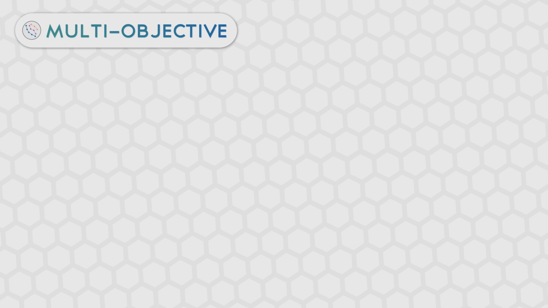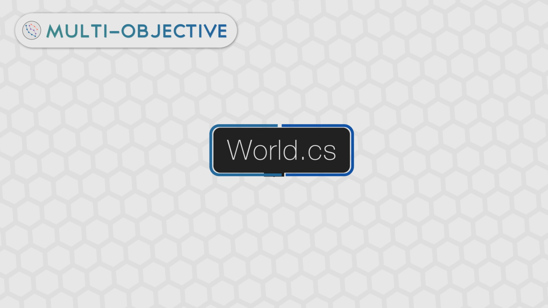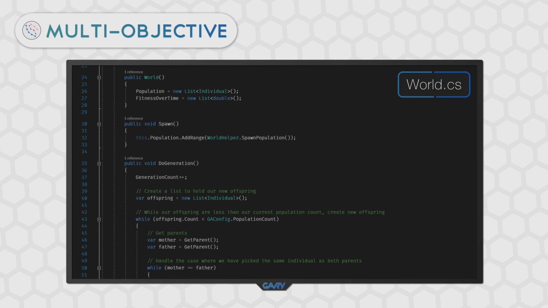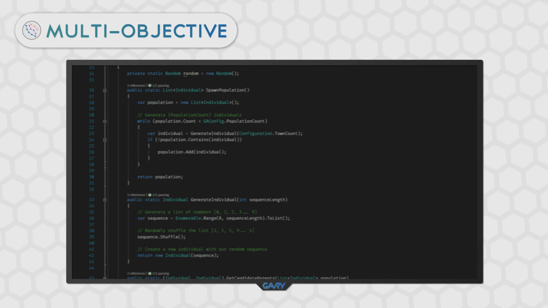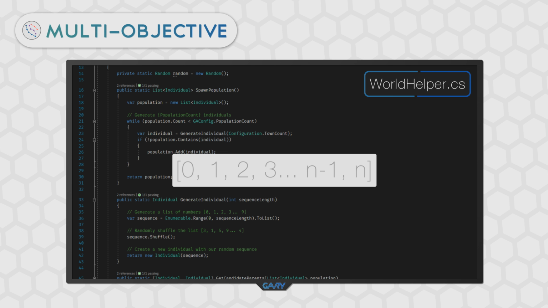Next up, we have our very large refactor of the world class. Now, I'm sorry, I tried to avoid this, but it was really needed and was done for a few reasons. So let's take a look at an example method that we have shifted to our new static world helper class, spawn population. The code used here to spawn a population is not necessarily unique to this one problem that we are solving. It is simply generating a population of individuals that have a list of integers as their genome.